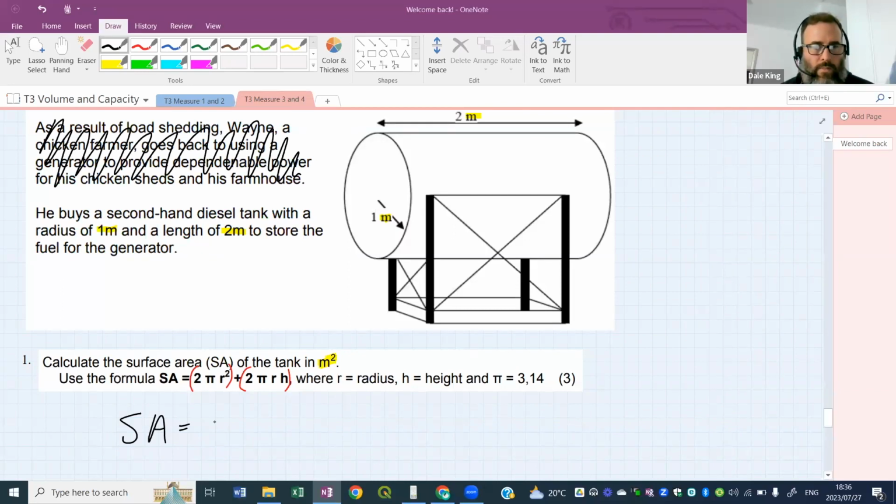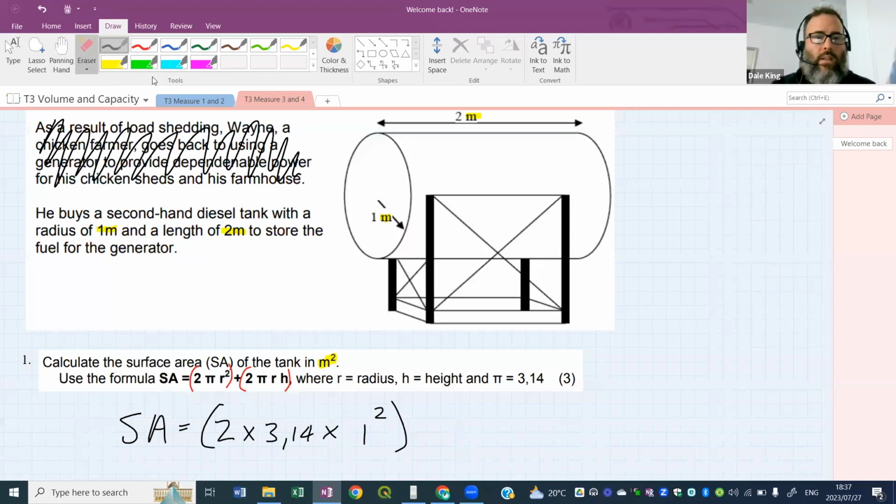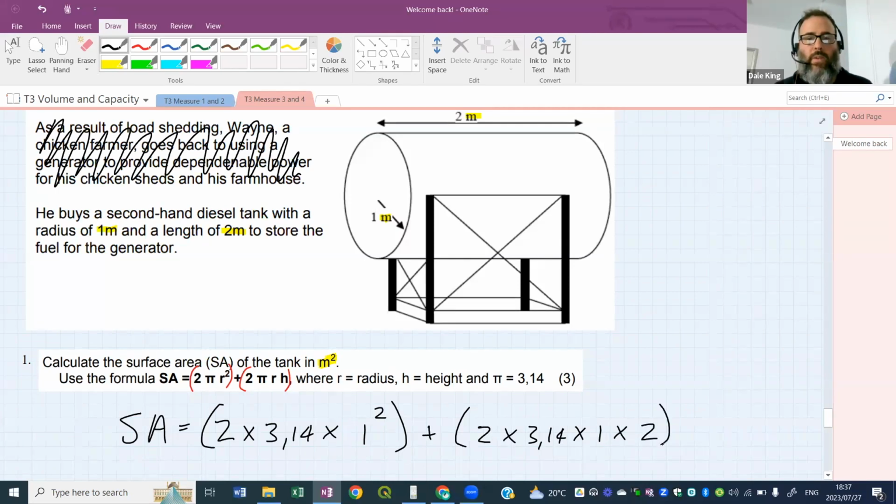So we got a 2 times pi, which they say is 3.14, times the radius, which is given to us nice and easy. It's 1 squared. Plus, I like using brackets. Don't shoot me. Plus the second part of this is 2 times pi, which is 3.14, times a radius, which is 1, times a height, which they say is 2. All right, there's all our numbers in.